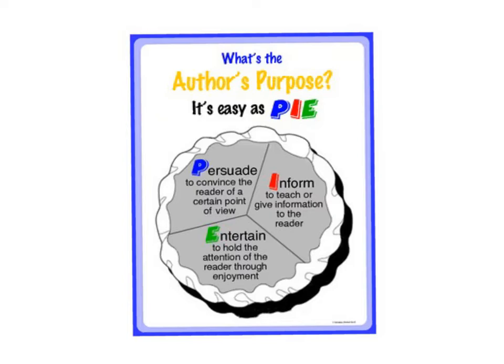Yesterday in our reading groups, we talked about the comprehension skill of identifying the author's purpose. So let's review it today. What's the author's purpose? It's easy as pie. The P stands for persuade, the I stands for inform, and the E stands for entertain.